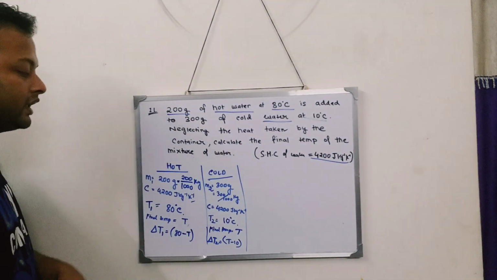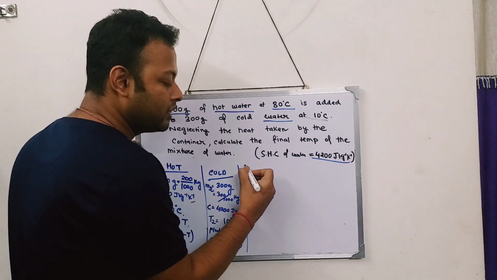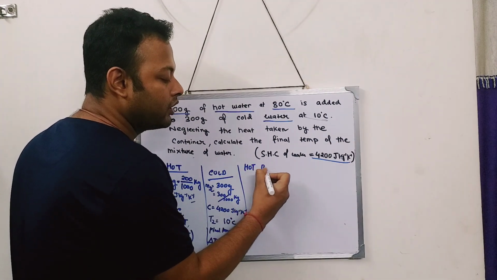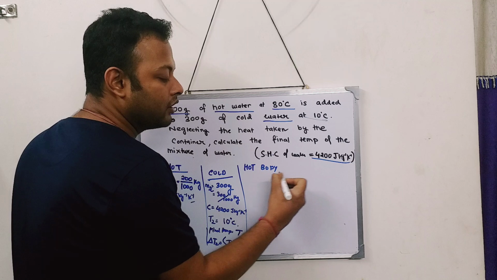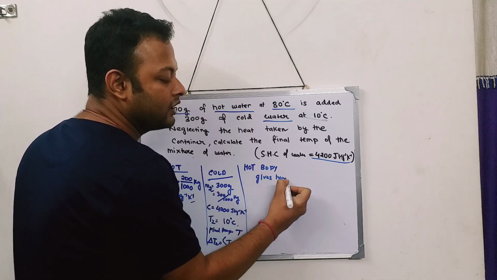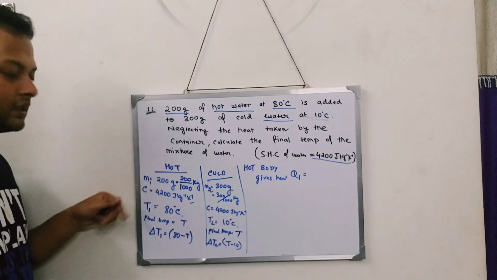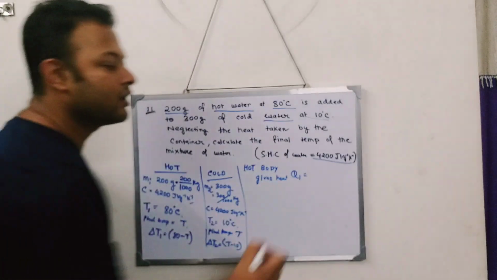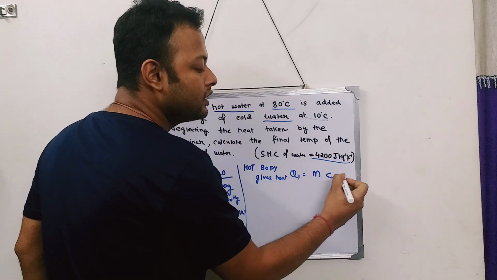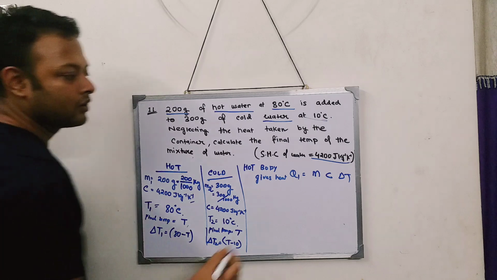Now what will be the heat given by the hot body? Hot body gives out the heat. Let's take this value as Q1. Q1 will be what? MC delta T. We have learned MC delta T. But M is M1, and this is T1.